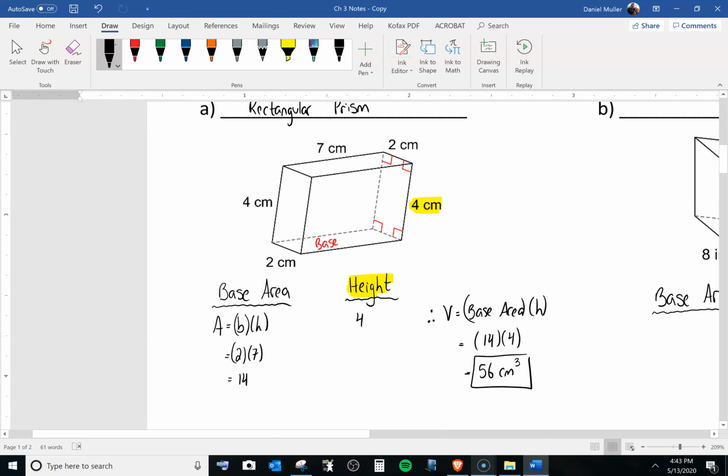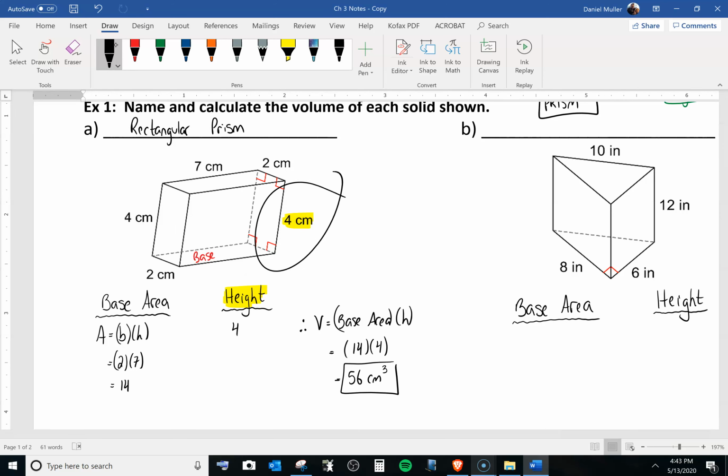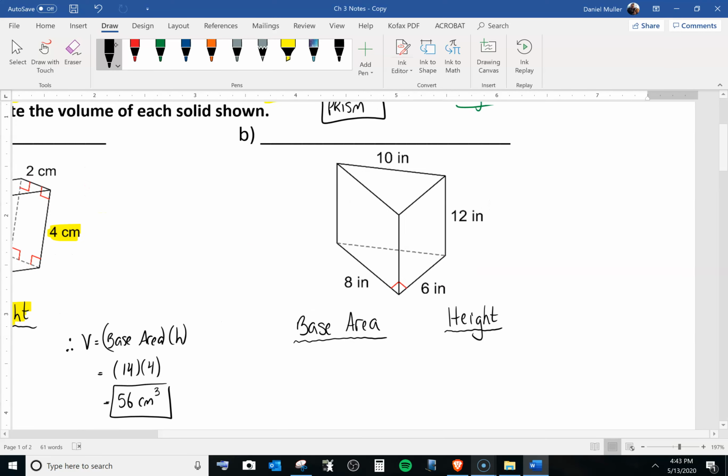So what did I do there? I found the area of the base, which in this case was 14. It was a rectangle. I times it by how tall this thing was. So that's 4. So I went 14 times 4, and I get 56. Pretty straightforward. And we're going to do the exact same thing here.